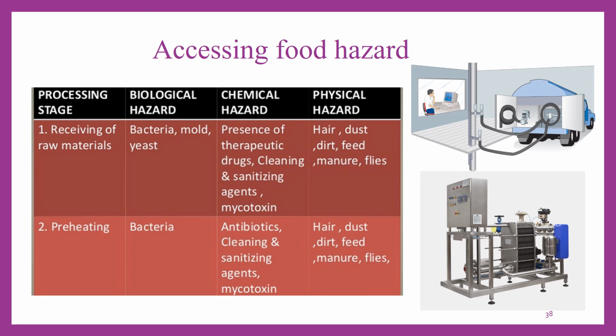When we assess the food hazards, then we take into consideration the different processing stages and we look at the hazards associated with each stage. Receiving of raw materials. The biological hazards are bacteria, mold, and yeast. The chemical hazards are the presence of therapeutic drugs, cleaning and sanitizing agents, and mycotoxin. And the physical hazards are hair, dust, dirt, feed, manure, and flies. In case of preheating of milk, the biological hazards are bacteria, chemical hazards are antibiotics, cleaning and sanitizing agents, and mycotoxin, and the physical hazards are hair, dust, dirt, feed, manure, and flies.